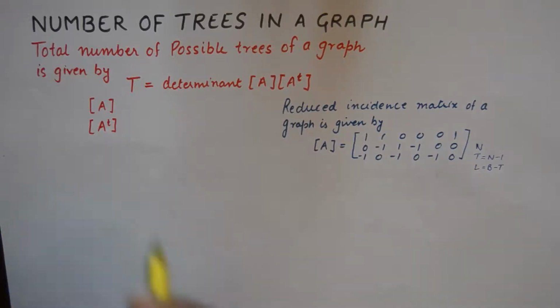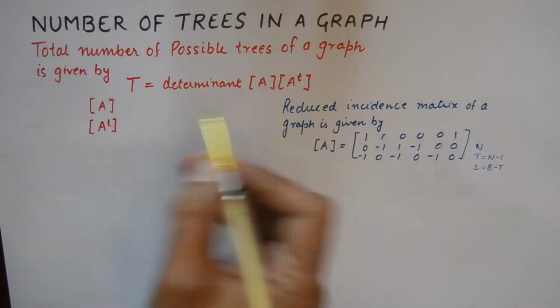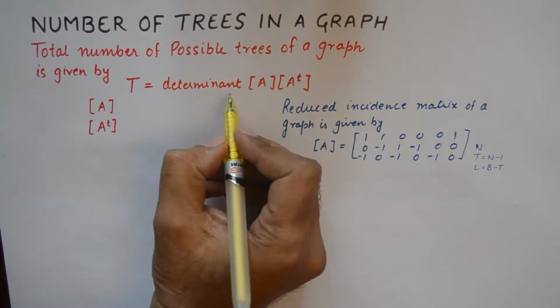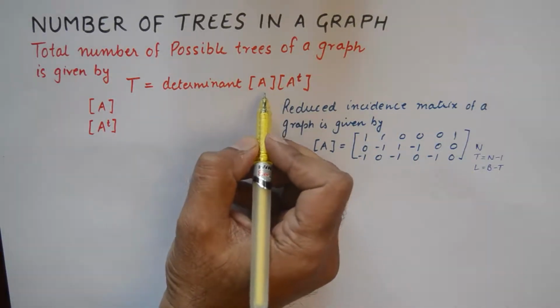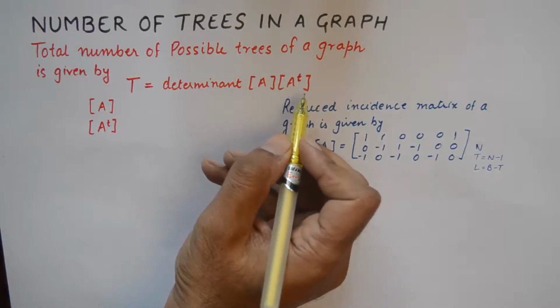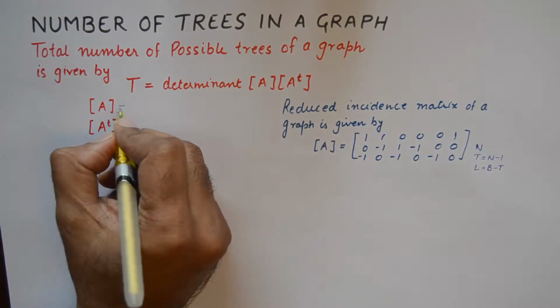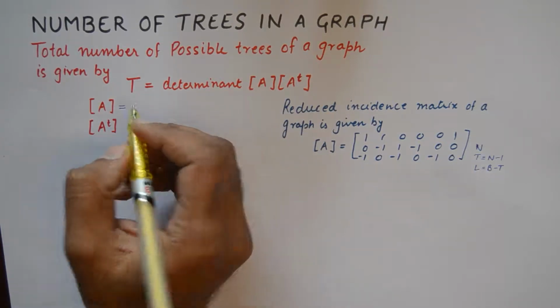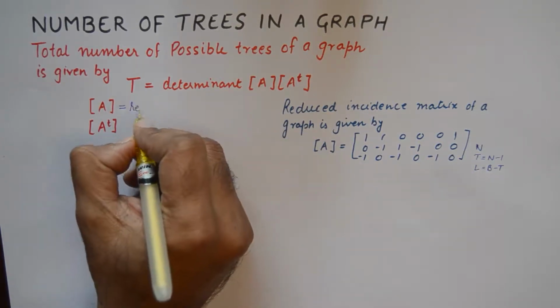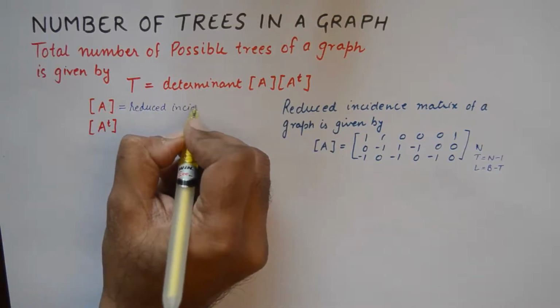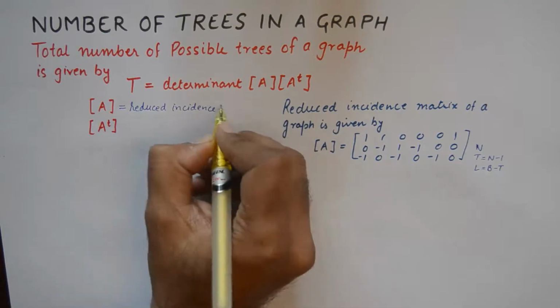And if we want to find out the total number of possible trees of a graph, it is given by the determinant of matrix A into transpose of matrix A. Now please understand, this matrix A is the reduced incident matrix.